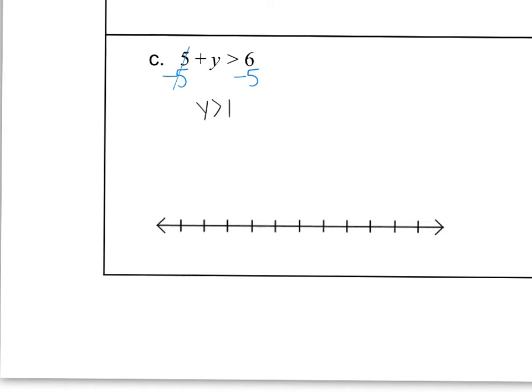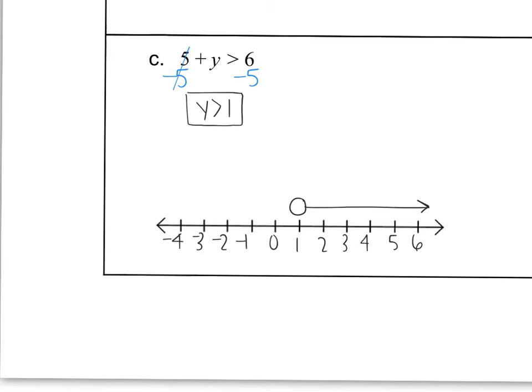That's my inequality. I'll put 1 in the middle of my number line and count up from 1 and down. Open circle at 1 with an arrow to the right.